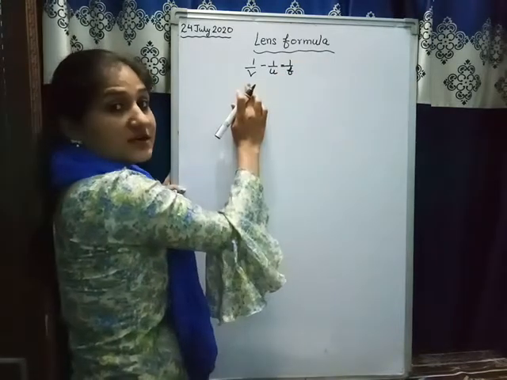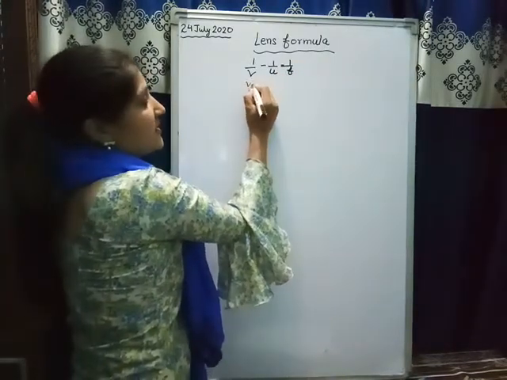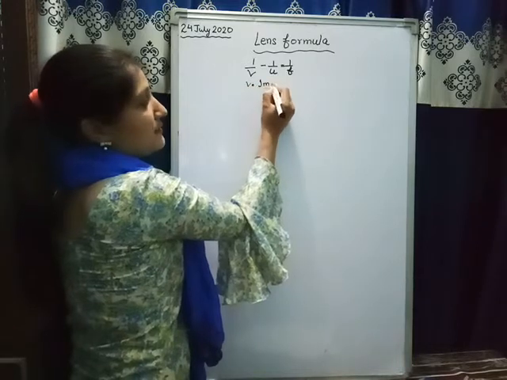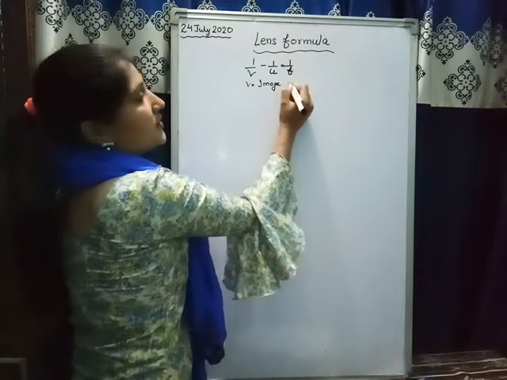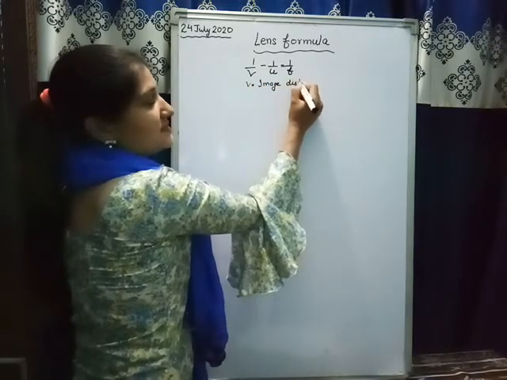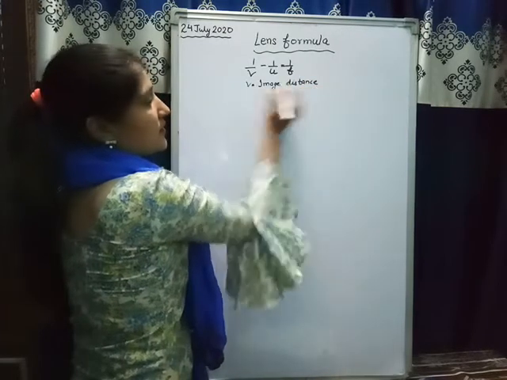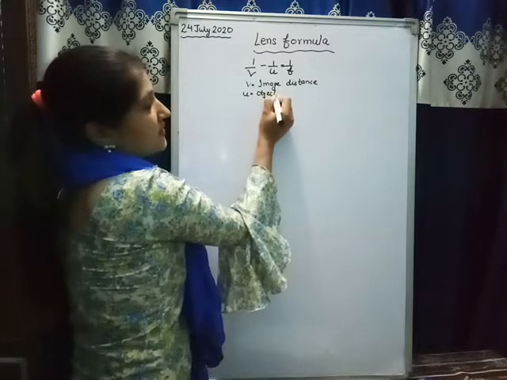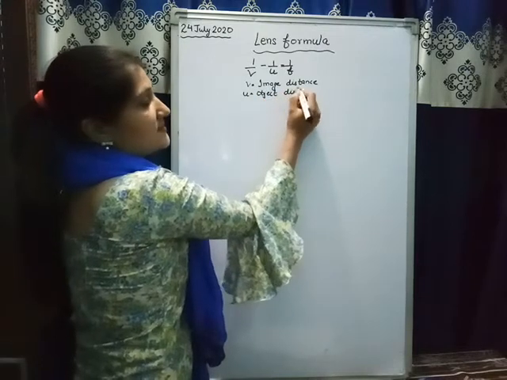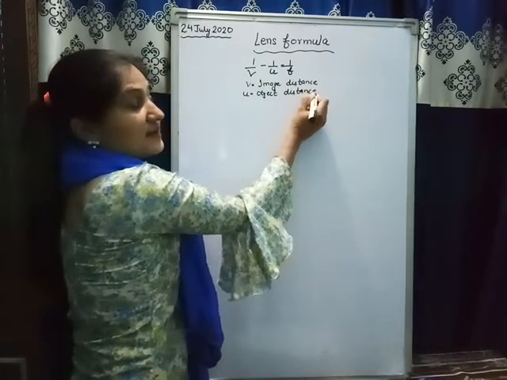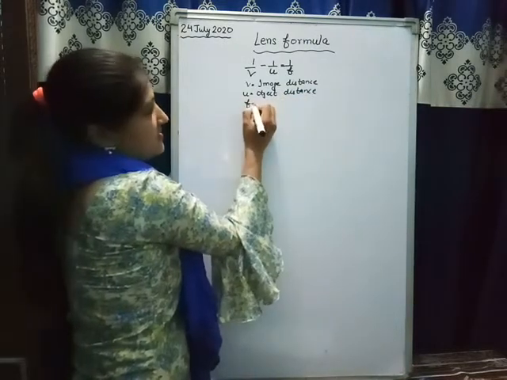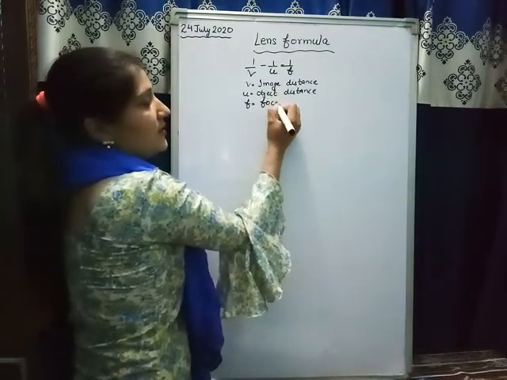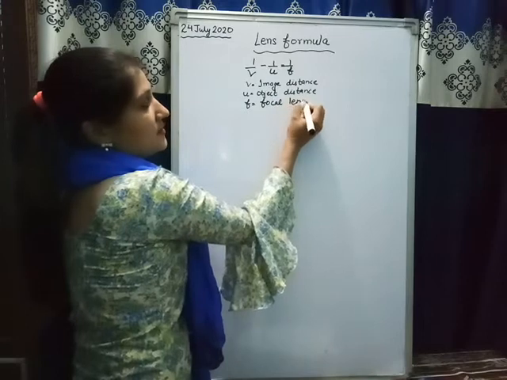As we have done earlier, V is the image distance, U is the object distance, and what is F? F is the focal length.